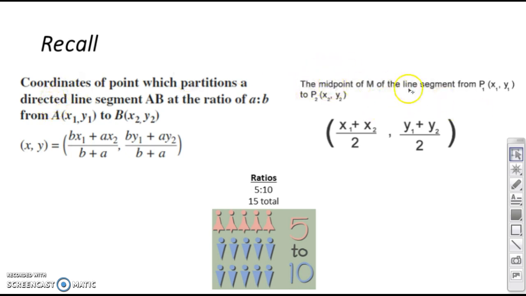All right, we also need to know our midpoint formula. You take your two endpoints and you do x plus x divided by 2 and y plus y divided by 2 to find the midpoint. And lastly, you need to know about ratios. So this diagram down here shows you a 5 to 10 ratio. That means there's 5 in the first and there's 10 in the second. You would write that as 5 semicolon 10, and that would be 15 total icons or people.